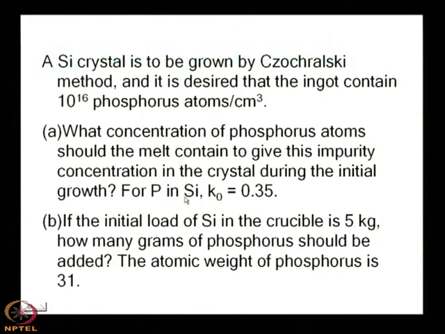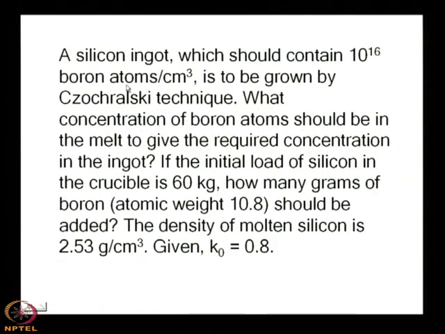There can be another kind of example. Say this is another example, you can practice it. A silicon ingot which should contain 10 to the power 16 boron atoms per centimeter cube is to be grown by Czochralski technique. What concentration of boron atoms should be in the melt to give the required concentration in the ingot? Same problem. If the initial load of silicon in the crucible is 60 kg, how many grams of boron with atomic weight 10.8 should be added? The density of molten silicon is given as 2.53 gram per cc, and also the segregation coefficient is given, it is 0.8. Same type of problem.